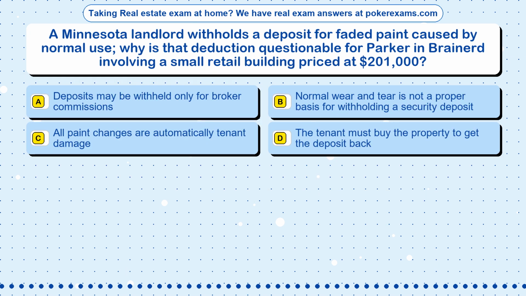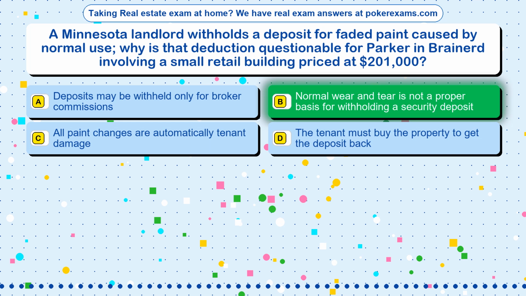Question 86. A Minnesota landlord withholds a deposit for faded paint caused by normal use. Why is that deduction questionable for Parker and Brainerd involving a small retail building priced at $201,000? Option A, deposits may be withheld only for broker commissions. Option B, normal wear and tear is not a proper basis for withholding a security deposit. Option C, all paint changes are automatically tenant damage. Option D, the tenant must buy the property to get the deposit back.